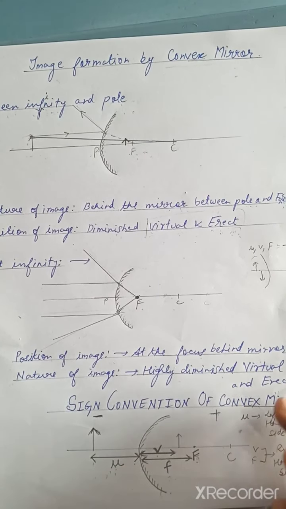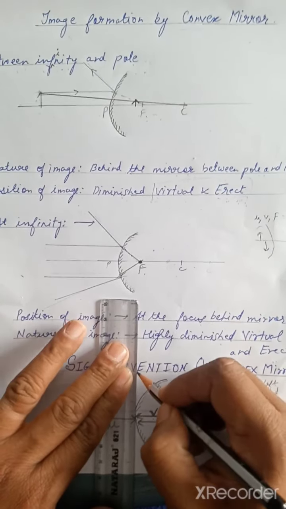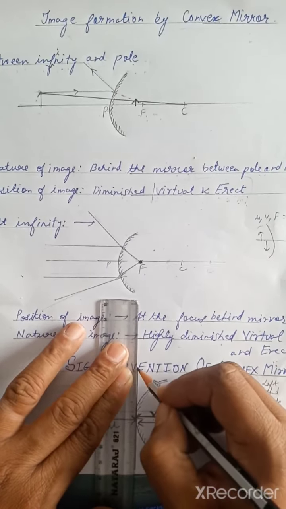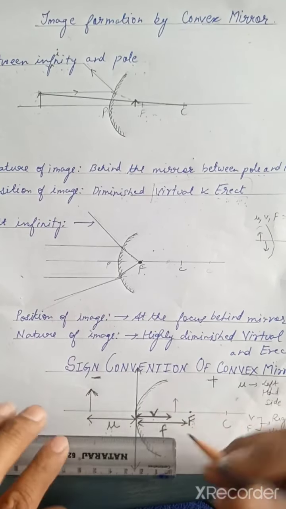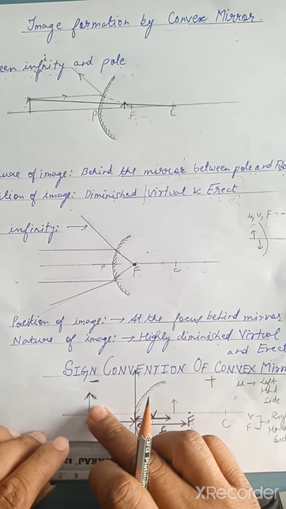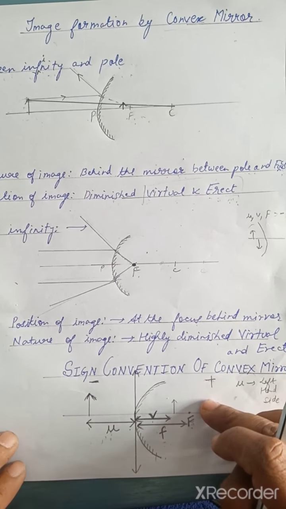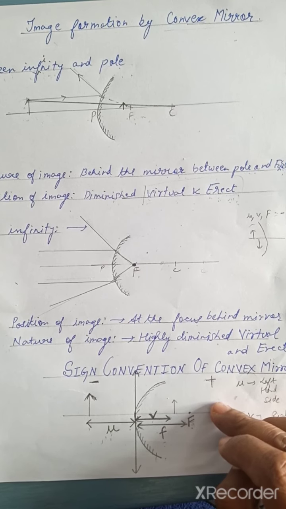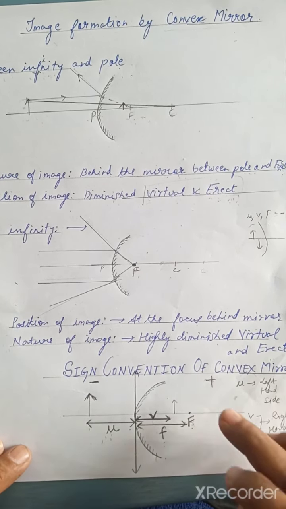So whenever you are writing the convention, the one thing you have to note down, if you take the scale, everything which is measured from the left hand side will be considered negative. Everything when we are measuring towards the right hand side, the image and all the things, will be considered positive.